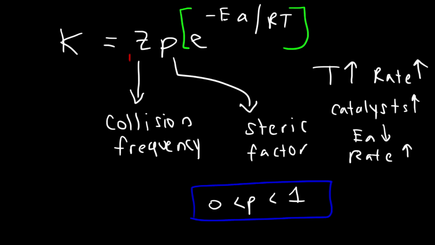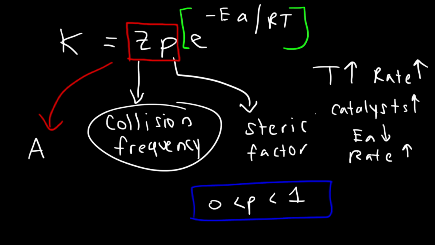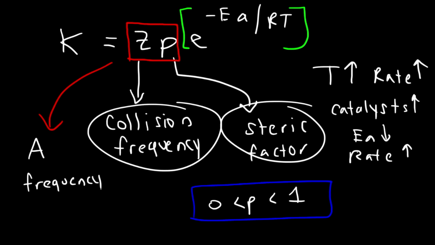Now the last thing we need to talk about is the product Zp. Zp is equal to A, which is also known as the frequency factor. It's the product of the collision frequency and the steric factor. So now let's put this all together.